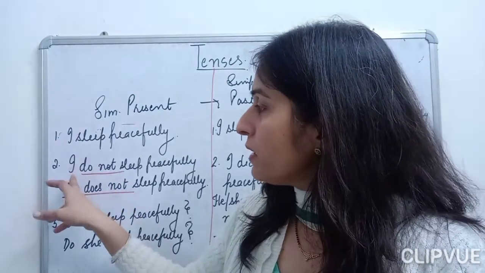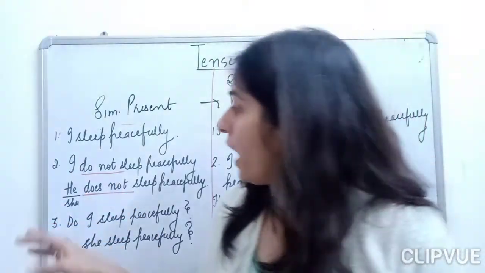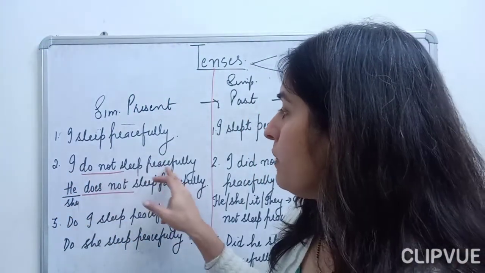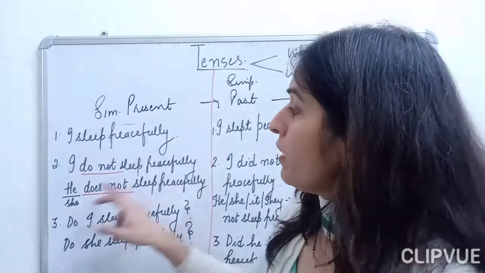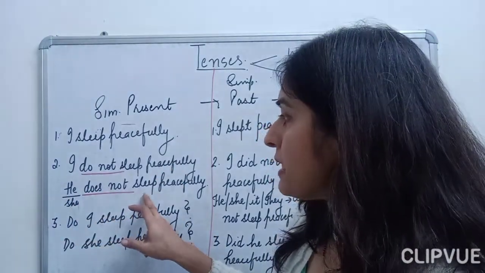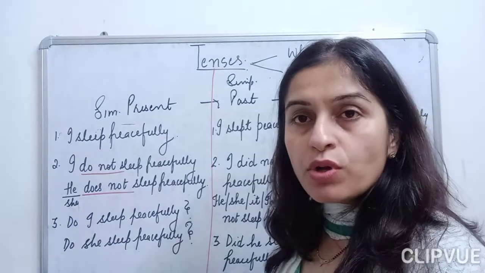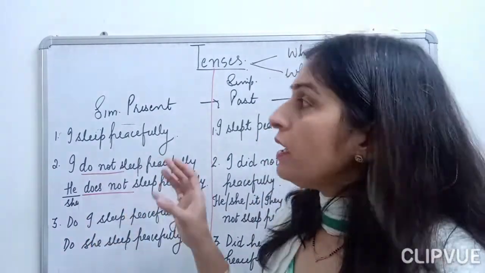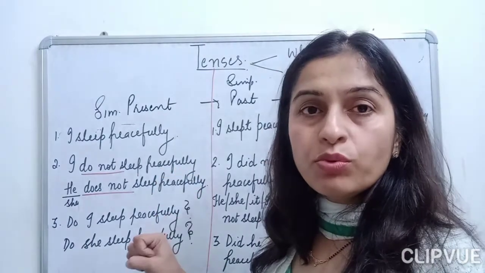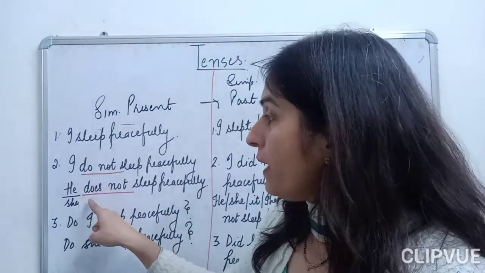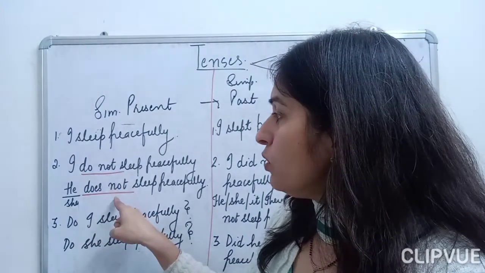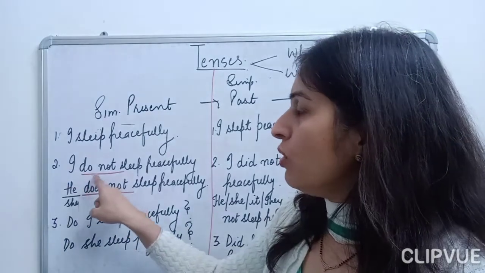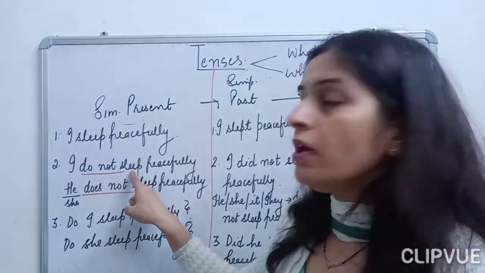So when I am making it a negative sentence, I will frame it as: I do not sleep peacefully. Okay, he does not sleep peacefully, full stop. So remember, when we are using a negative sentence in simple present tense, we use do and does and not plus my verb. Okay, my subject plus do plus not plus my verb.